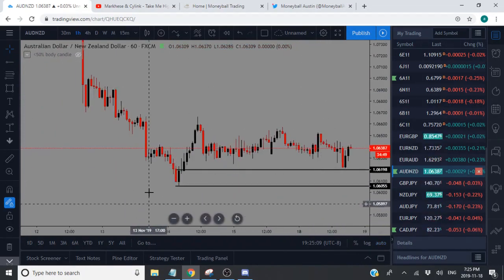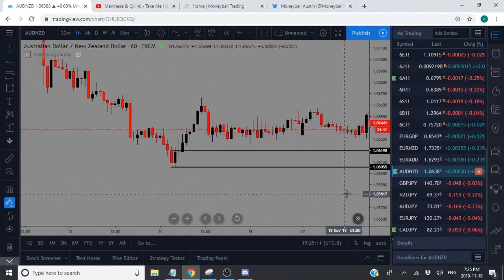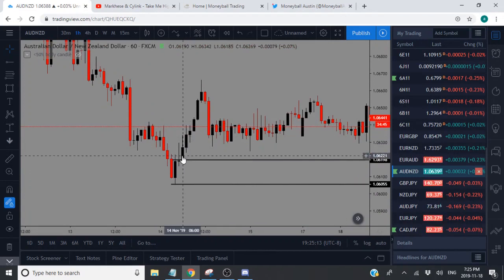And if we go back up to the Aussie New Zealand, look at it. Do you really see that strong imbalance that we just saw on the Aussie New Zealand? No. So that's why it's kind of putting me off on that Aussie New Zealand trade for right now. It's not something that I would feel comfortable buying at. I hope that makes sense.